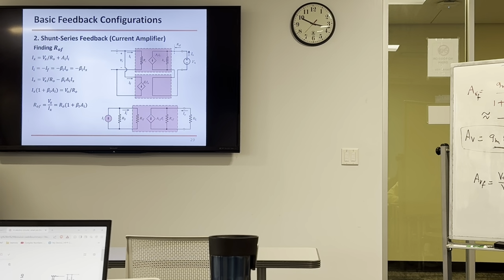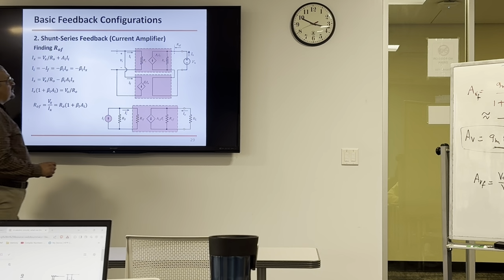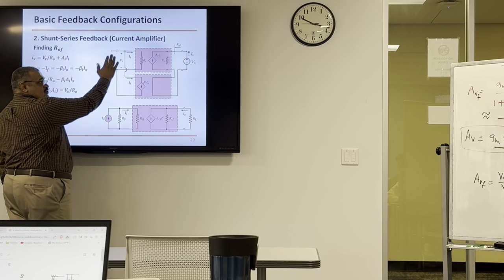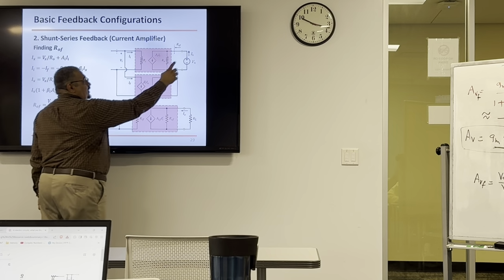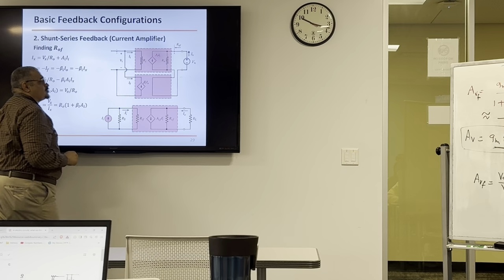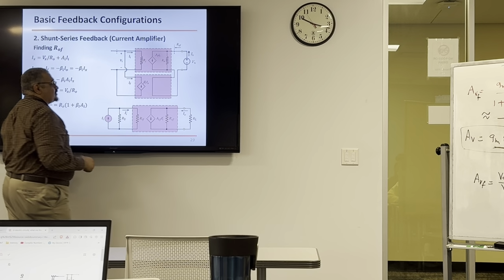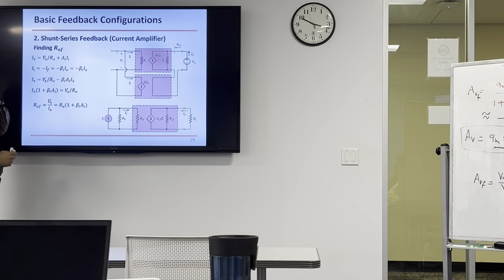Same way we do it for the output impedance. We set that source to 0. Since this was a current source, we're going to open circuit it, and then connect the test source Vx and find the ratio of Vx over Ix. This is going to give us Rout. Okay, let's start with Ix first.